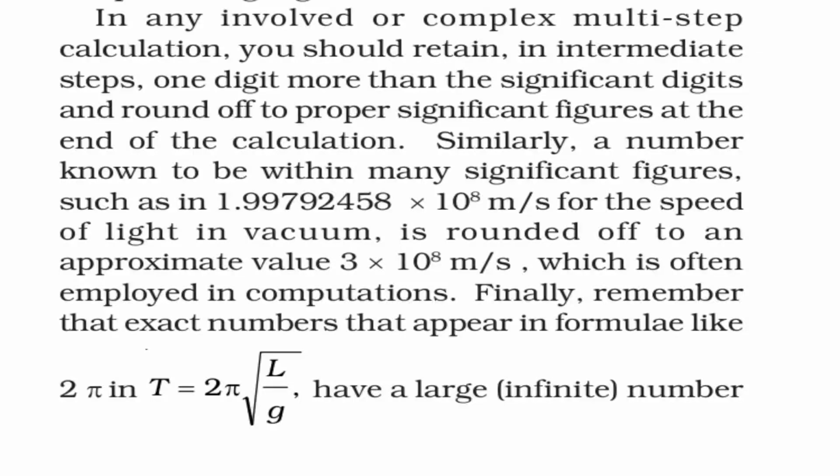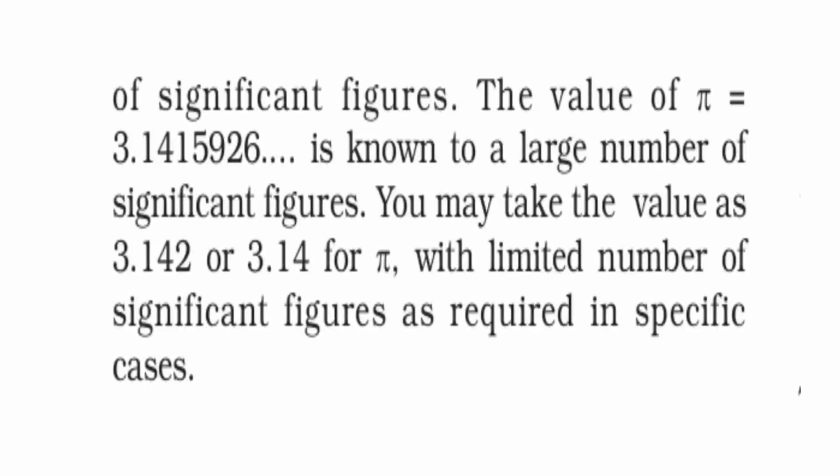Finally, remember the exact numbers that appear in formulas like T is equal to 2 pi into square root of L upon g have an infinite number of significant figures. The value of pi, equal to 3.1415926 and so on, is known to a large number of significant figures. You may take the value as 3.142 or 3.14 for pi with a limited number of significant figures as required in specific cases.